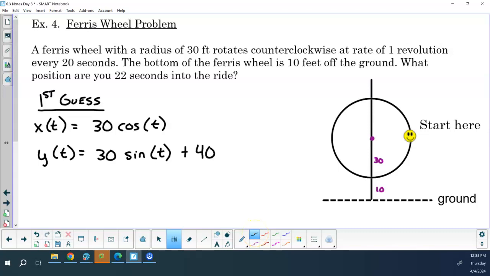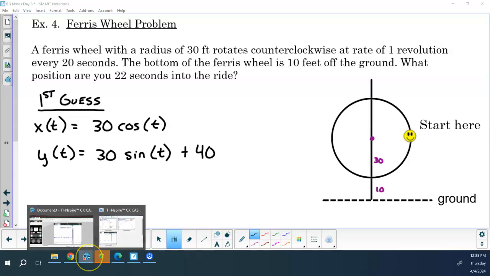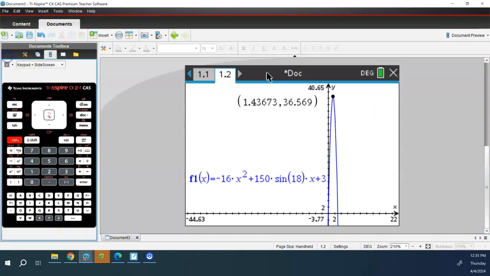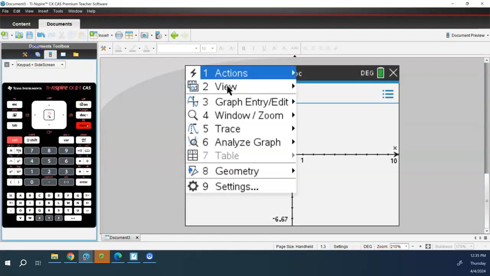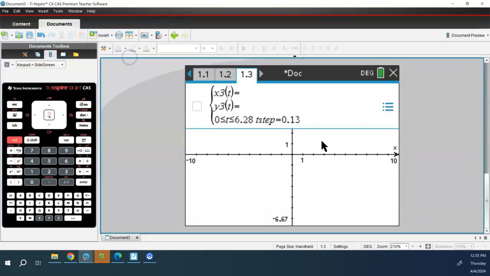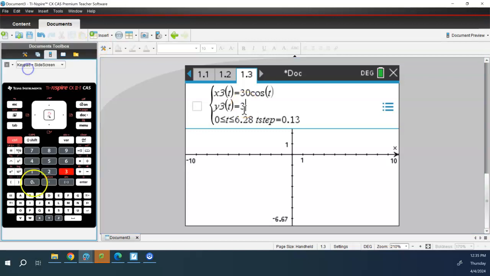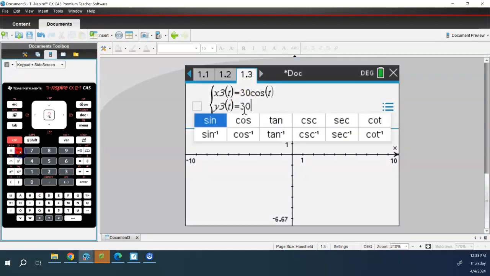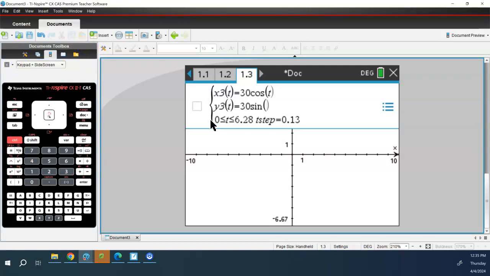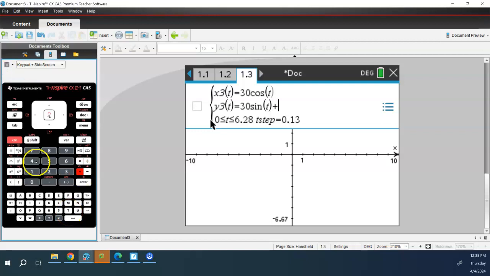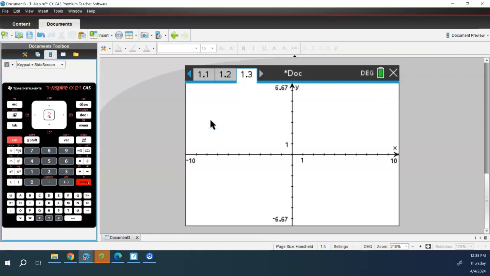Love it. Graph me that circle on your calculator. I'm going to start a whole new page. So we said 30 cosine of t. We said 30 sine of t. Then plus 40. Front row, I don't see it. What do we got to do? Change my window, right? Okay.